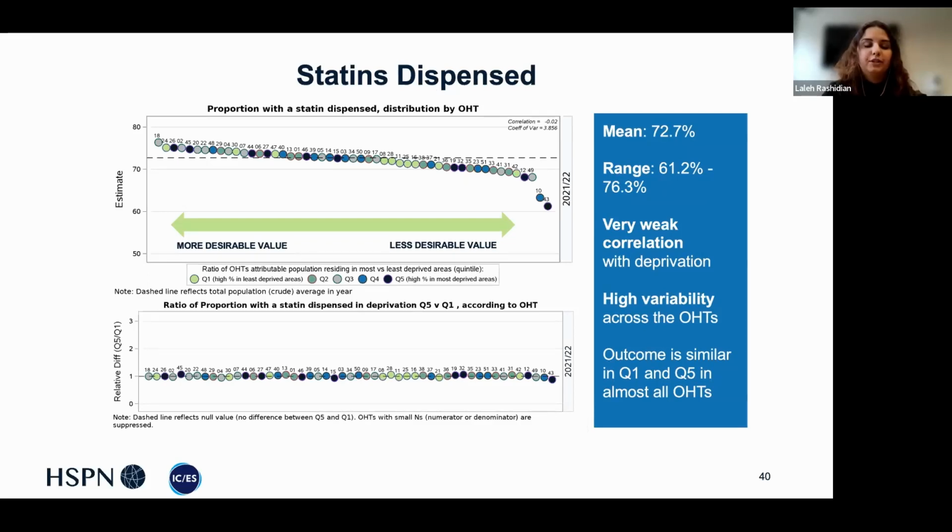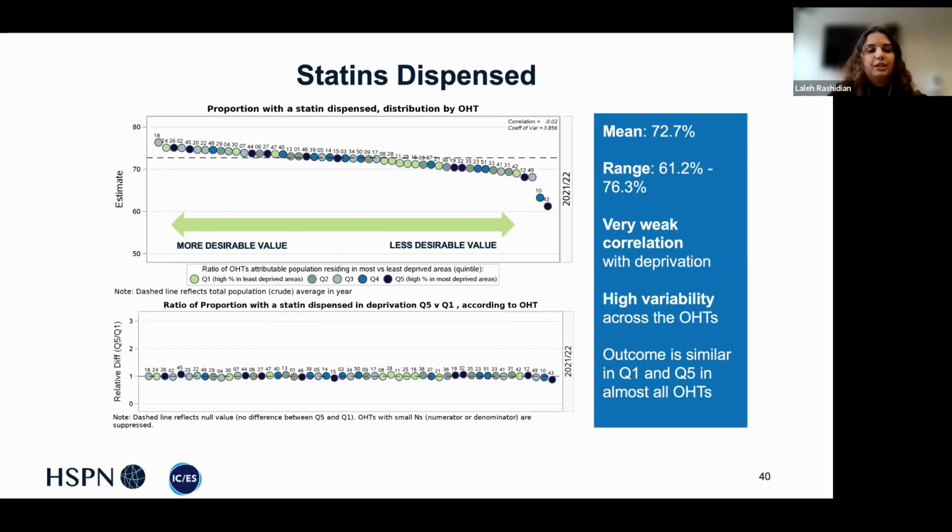This is the proportion of patients with diabetes over the age of 65, based on the Ontario Drug Benefit Program, that have had statins dispensed within the past year. The average for this was 72%. This ranges from 61 to 76% across our OHTs. We do have a couple of outliers here on the right, but if we take those into account, we have high variability across our OHTs and a very weak correlation with deprivation.